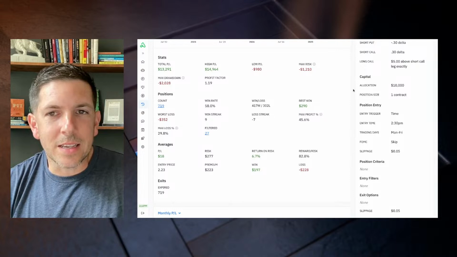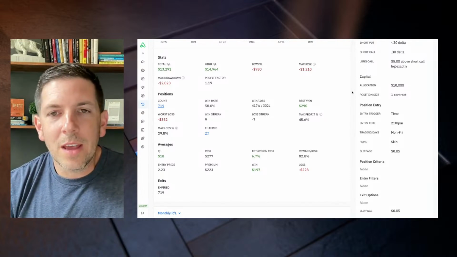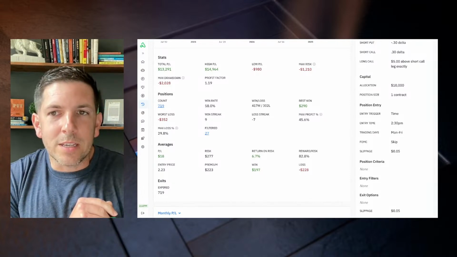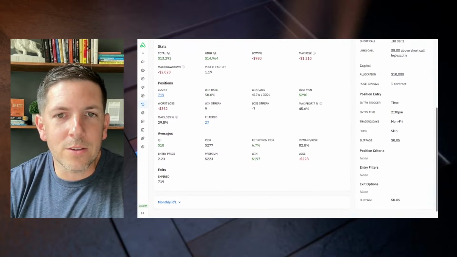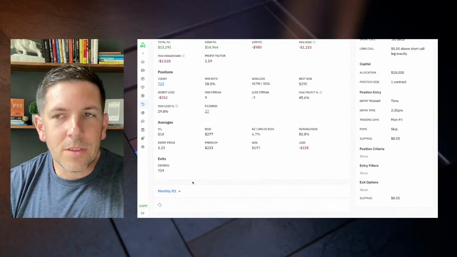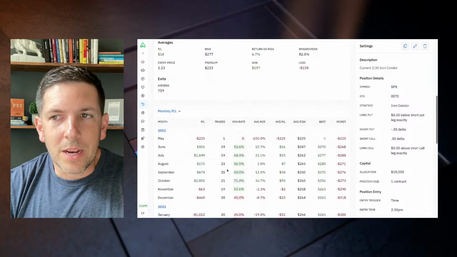I call it a base case scenario, like an expiration scenario: okay, if I don't do anything else, I just run it to expiration, what would it do? And I usually like to start with that kind of methodology and try to go from there. The other thing that you can do here is you can see your monthly P&L numbers.